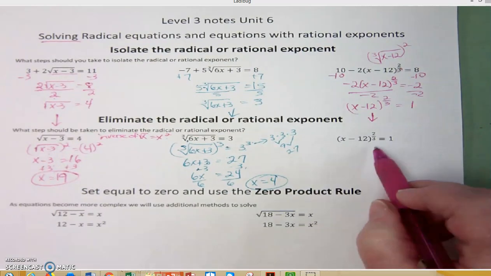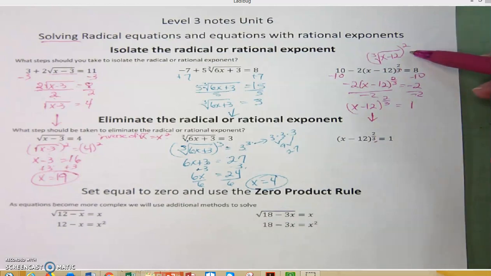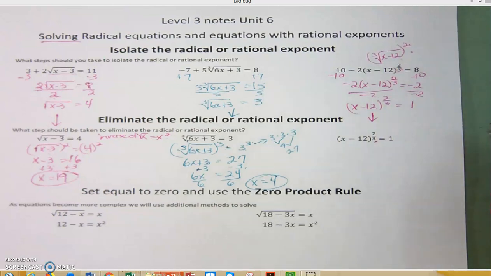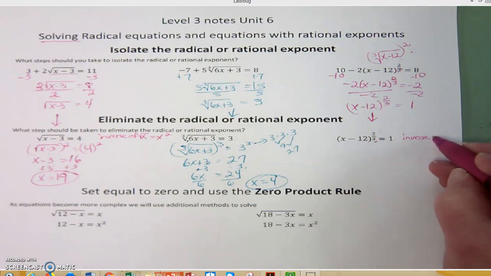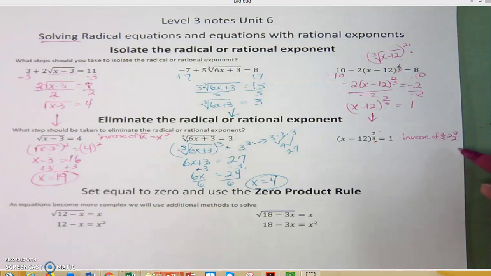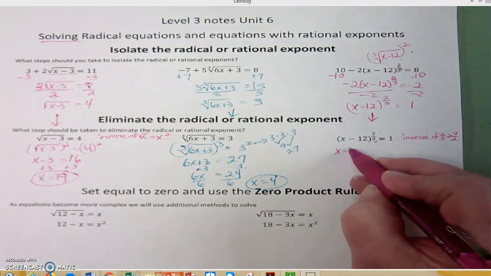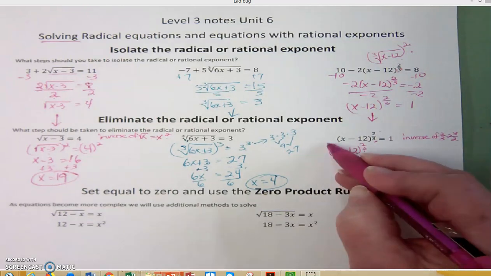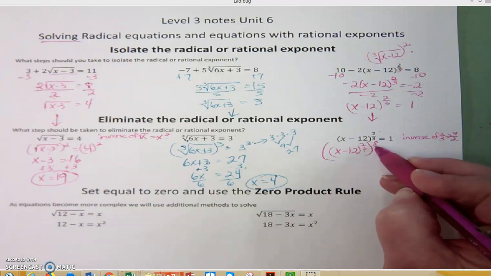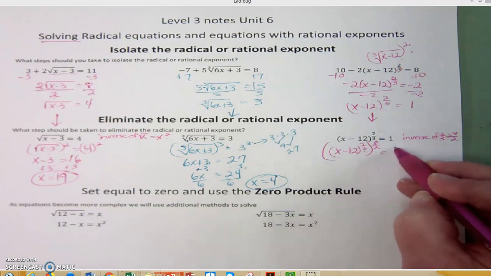Now this one with the rational exponent 2/3, remember when I said up here that it's the same as the cubed root of x minus 12, squared. You could also think of the inverse of 2/3 as 3/2. When you multiply those together, they cancel out and you get 1. And that's what we want to happen. So let's write it like that: x minus 12 to the 2/3 power. If it's raised to the 2/3 power, I want to raise it again to the 3/2 power. If I do it to this side, I have to do it to this side.